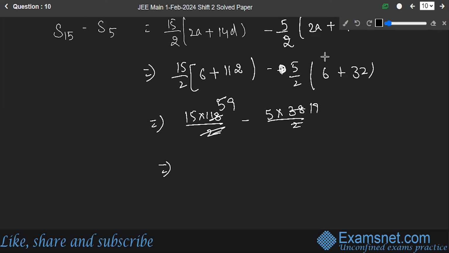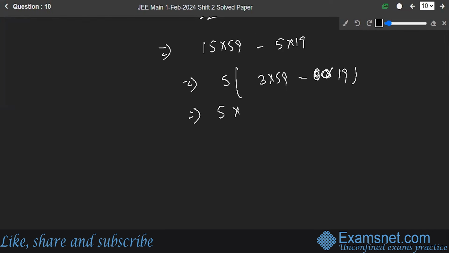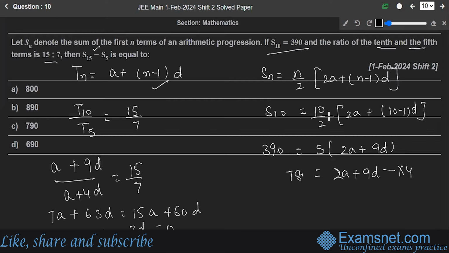This will give you 15 into 59 minus 5 into 19. I will take 5 common, and this will be 5 into 3 into 59 minus 19. This is 5 into 158, and the answer will be 790 on solving. Okay. So you have option C as the right answer. Hope you are clear with this.